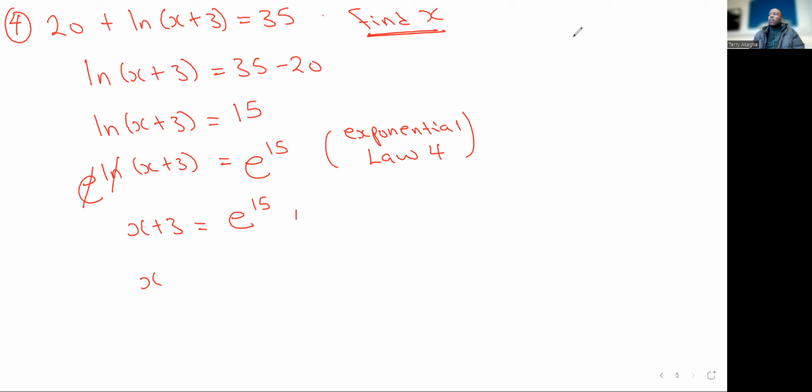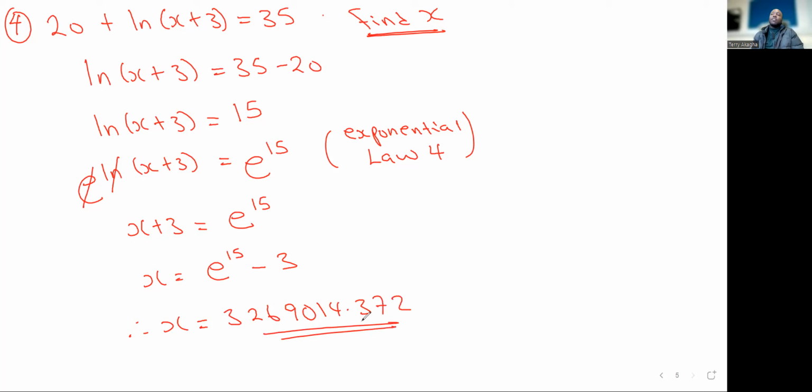Then we take 3 to the other side. So x is going to be exponential of 15 minus 3. When you press your calculator, it will give you 3269014.372, and that will be the answer for that. Okay, and that is how you solve questions like that.